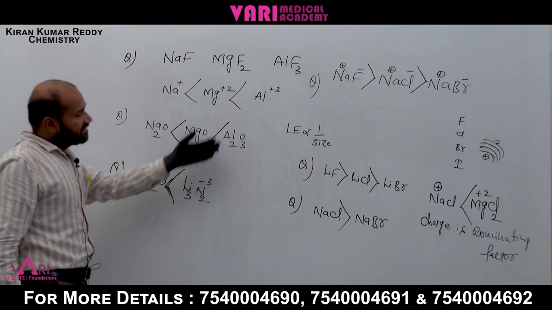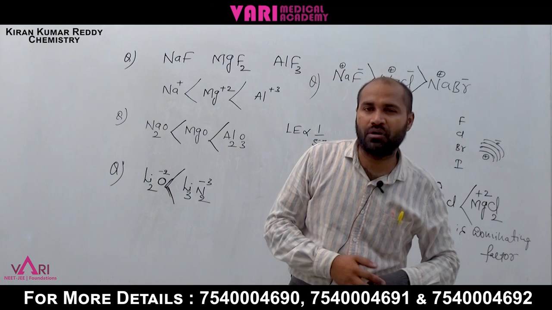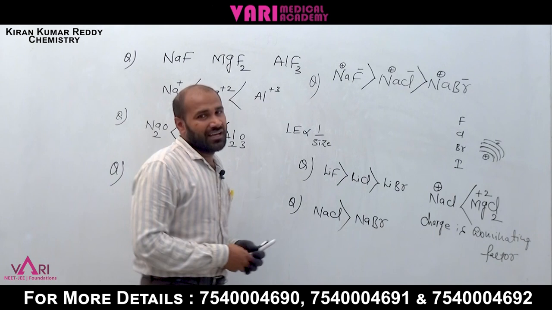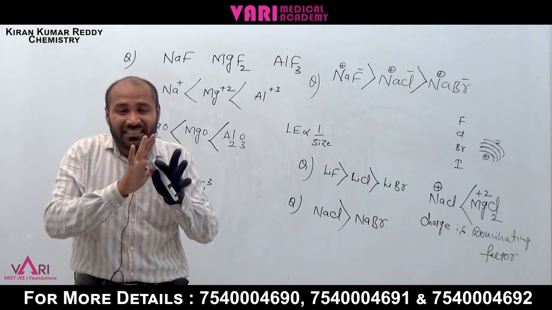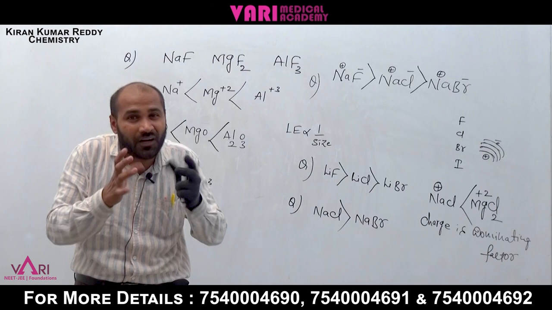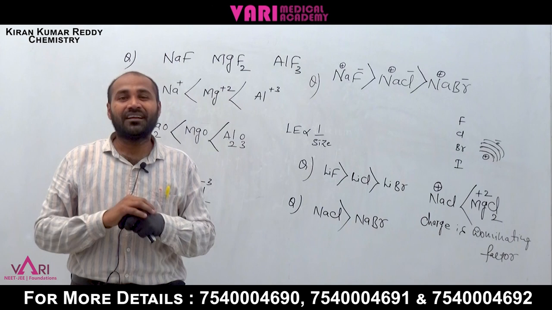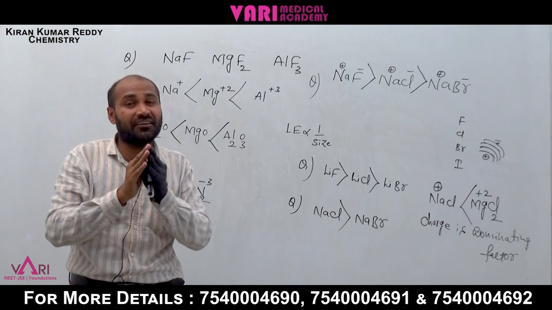In the examination, if they ask about melting point or boiling point, lattice energy, or covalent character, in the next class I will explain Fajan's rule. What is Fajan's rule, student? The percentage of covalent character in an ionic bond. But a 100% ionic bond is not available, and even a 100% covalent bond is not possible. Some amount of ionic character and covalent character is present. The percentage of covalent character in an ionic bond is explained by Fajan's rule, which will be explained in the next video.